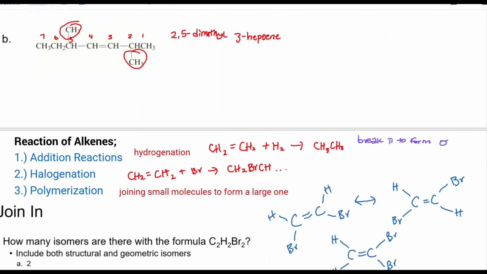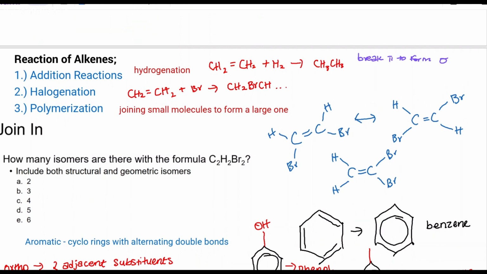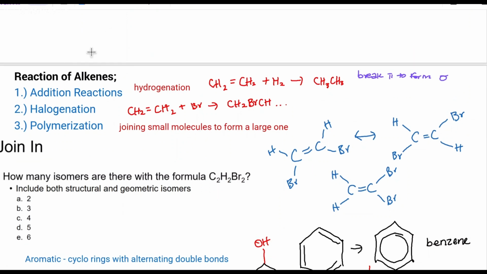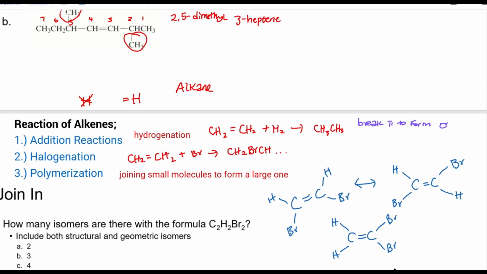Moving on to alkene reactions. They can have addition reactions. So remember how alkanes can have dehydrogenation, so taking out a hydrogen. Alkenes this time have addition, which is hydrogenation, adding in hydrogen to make it into an alkane. So you can go from alkane to alkene.